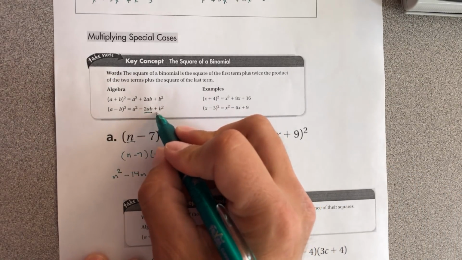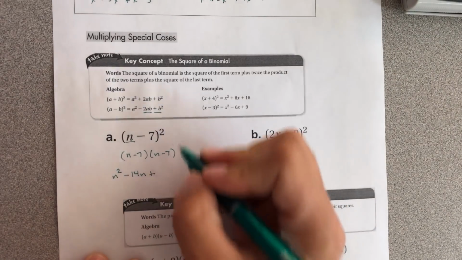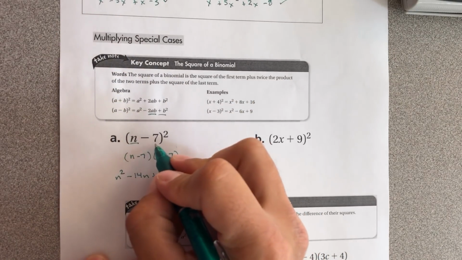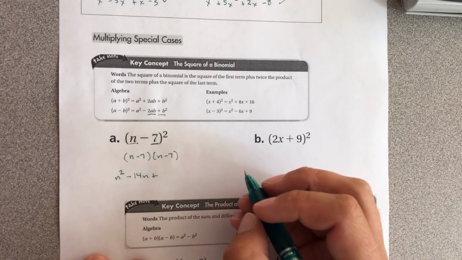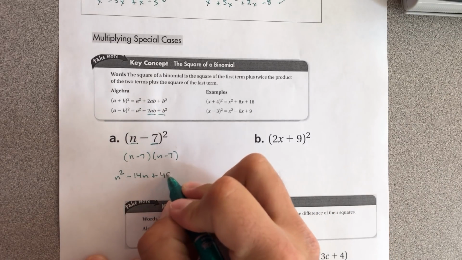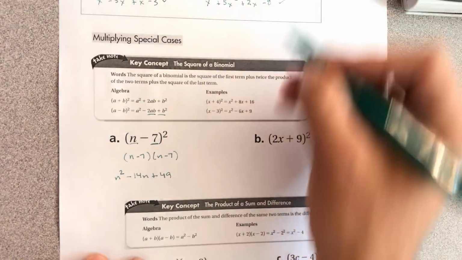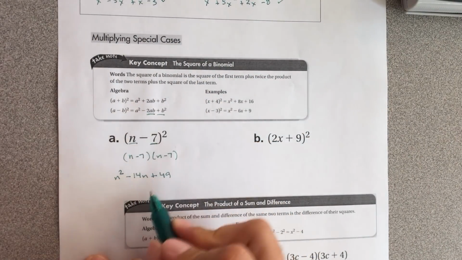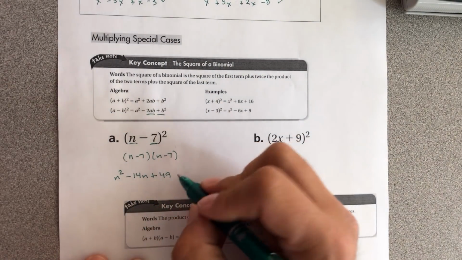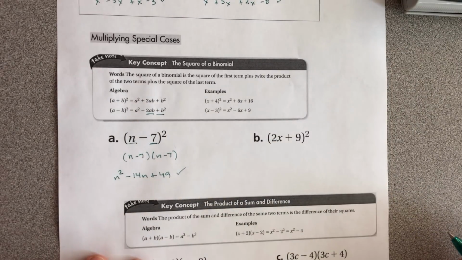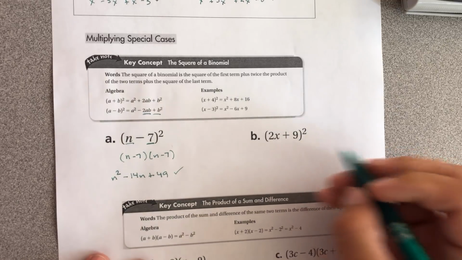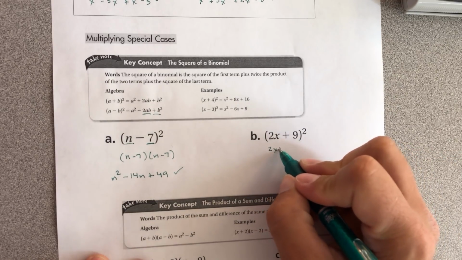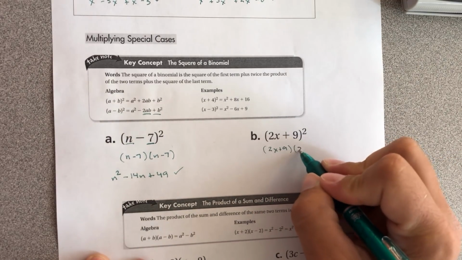Then my last term is plus b squared. And in my problem, 7 is my b, so 7 squared is 49. So rather than having to do all the table, I can just use this formula and take a little bit of a shortcut, because that's my final answer. I'm already done.